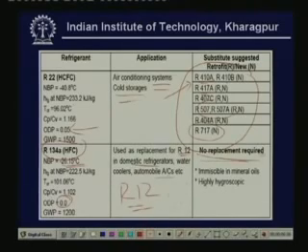There are some problems with this. The problems are it is immiscible with mineral oils, so you cannot use mineral oils as lubricants, so you have to go for synthetic lubricating oils, and it is also highly hygroscopic.